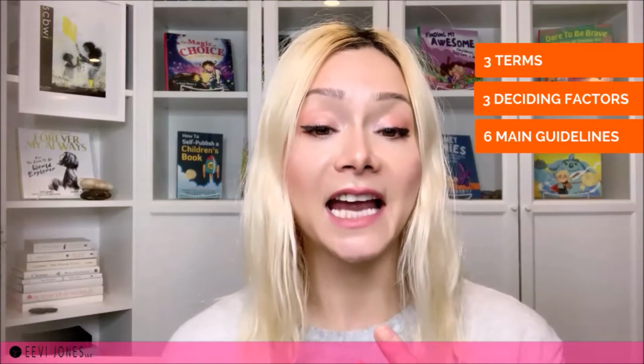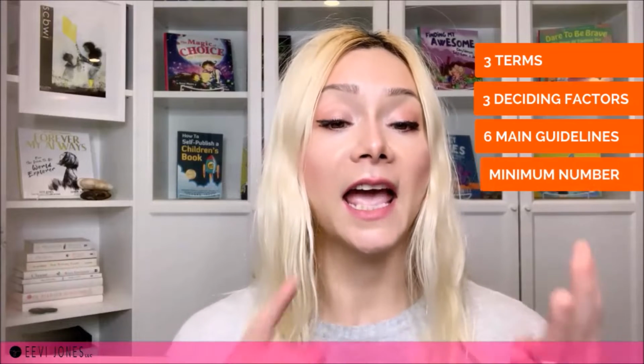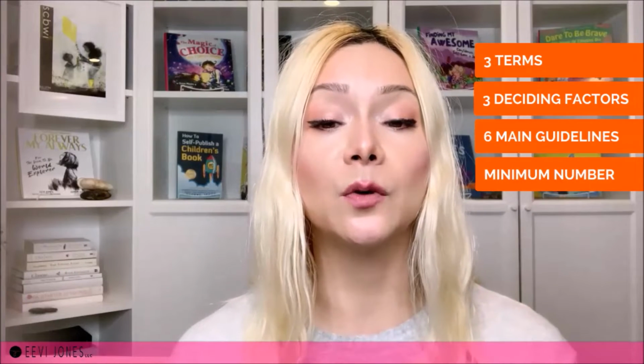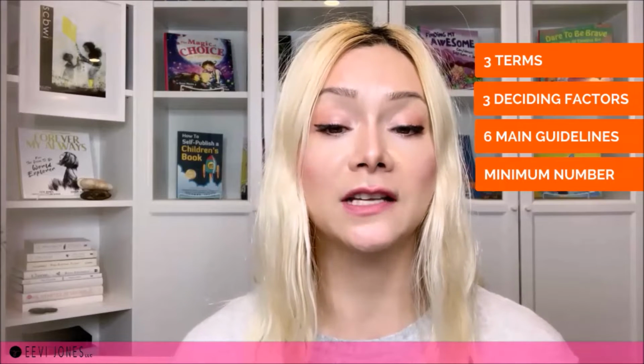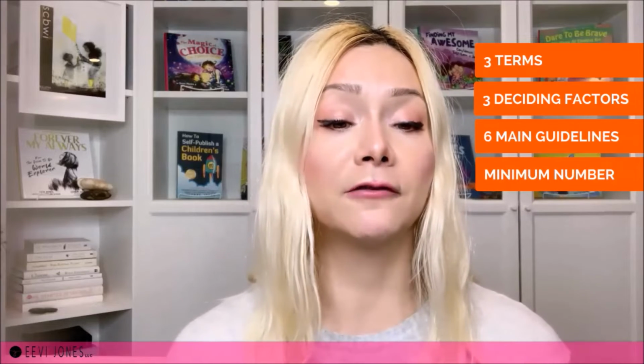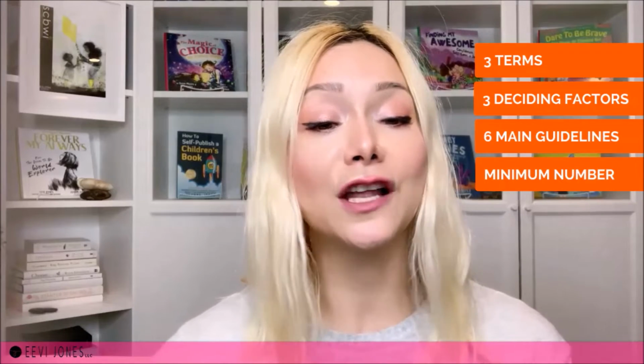So in this video, we are going to look at what each of these terms refers to, the 3 things that will determine whether or not a children's book needs page numbers, 6 main guidelines we will want to follow if we are including page numbers, and in the end, we will look at the minimum number of pages required to be able to print our children's book, because that differs between the different formats and between the different platforms. So it's all about the pages. So let's jump right in.